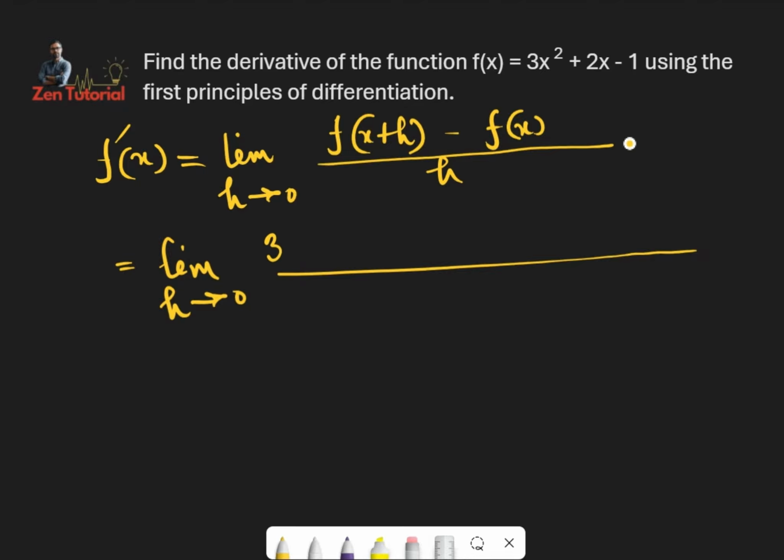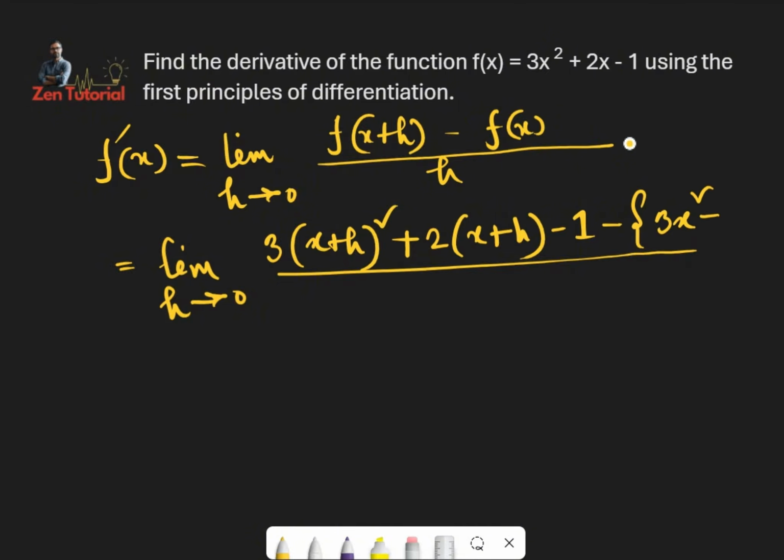So 3 times x plus h whole square, plus 2 times x plus h, and then minus 1, and minus, let's use the curly bracket, f of x, which means 3x square plus 2x minus 1, and then close the curly bracket, over h, with h tends to 0.